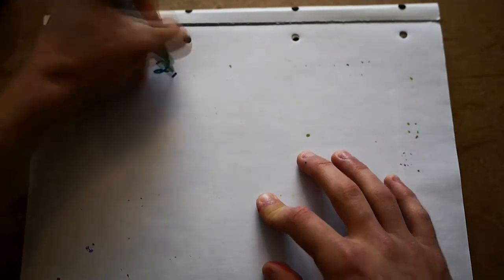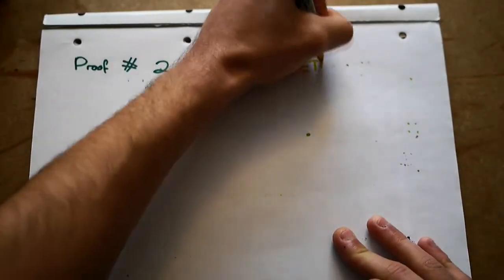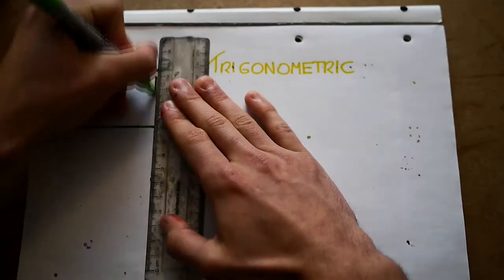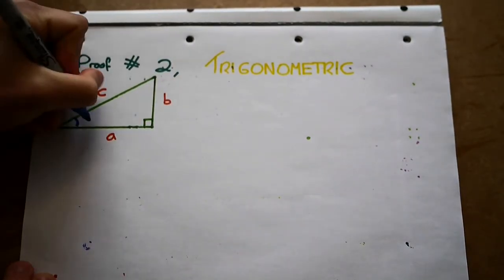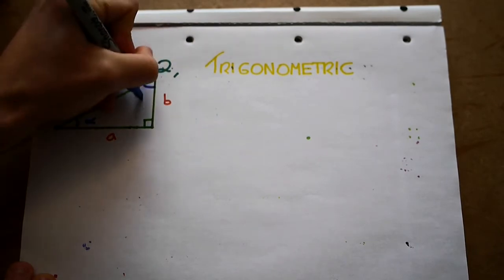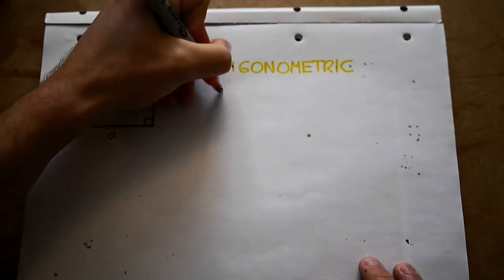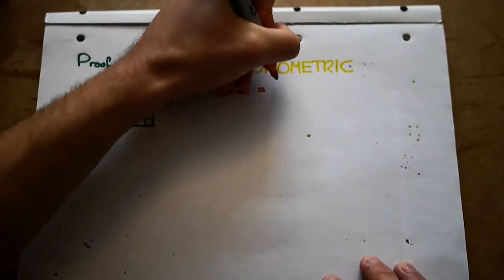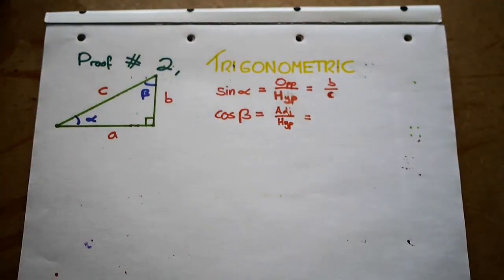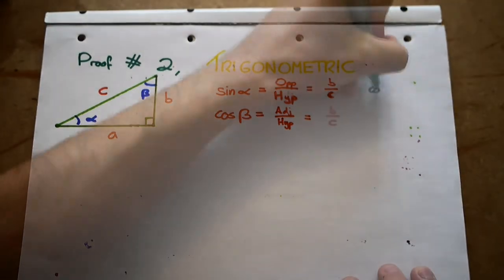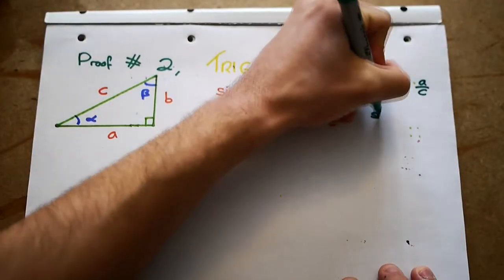The second proof I'm going to give is based on trigonometry. If we draw again our same right-angled triangle with sides a, b, and c, but this time include our 2 angles alpha and beta, recall from the definition of sine and cosine that the sine of alpha equals the opposite side over the hypotenuse, or b over c, and the cosine is just the adjacent side over the hypotenuse.